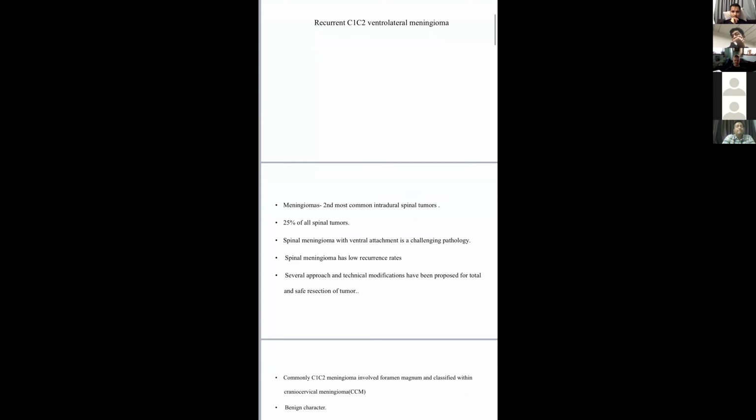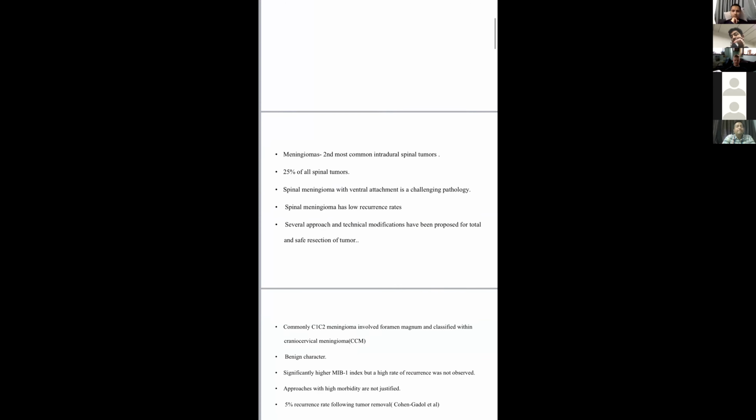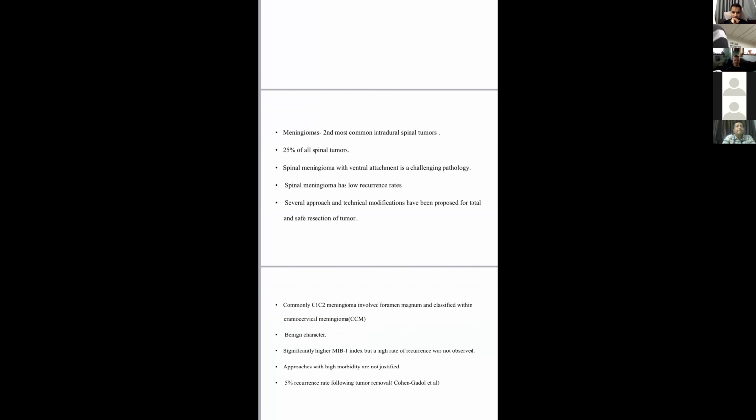Basically, meningioma is the second most common intradural spinal tumor, 25% of all spinal tumors. One with ventral attachment is a very challenging pathology. Spinal meningioma has very low recurrence rates, and several approaches and technical modifications have been proposed for total and safe resection of tumors.